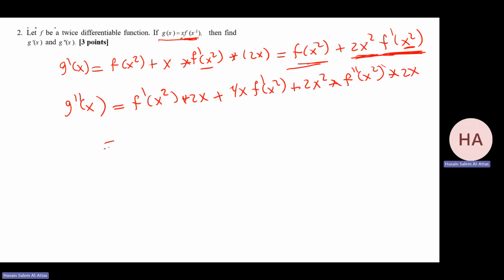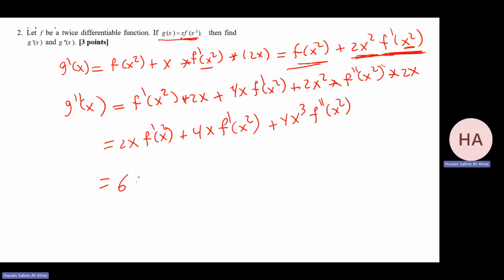Now just rewrite it. That will be 2x f prime of x squared plus 4x f prime of x squared plus 4x cubed f double prime of x squared. So that will give me 6x f prime of x squared plus 4x cubed f double prime of x squared. That will be g double prime of x.